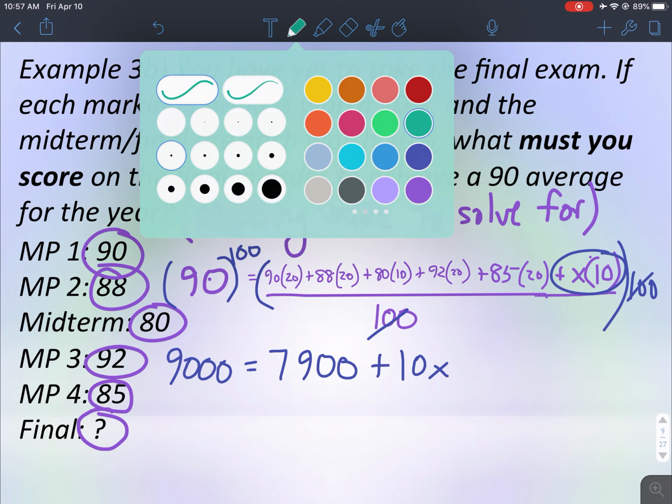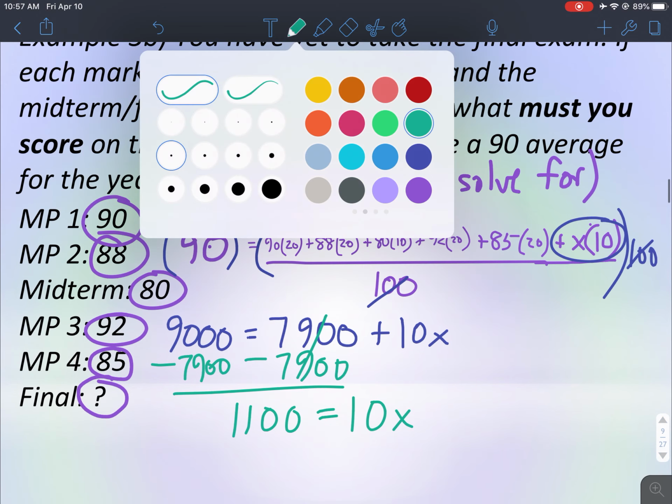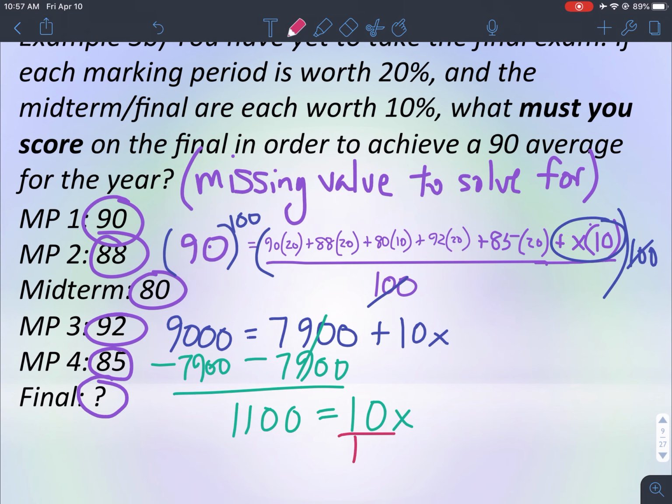Now, next step, subtract 7,900. That gives me 1,100 equals 10x. Let's divide both sides by 10. x equals 110.